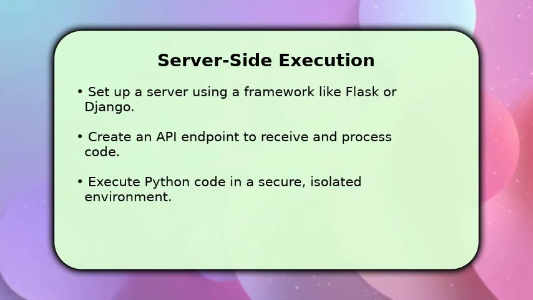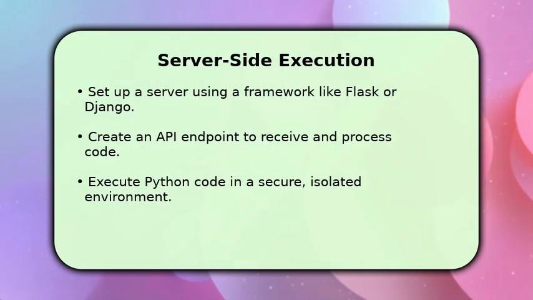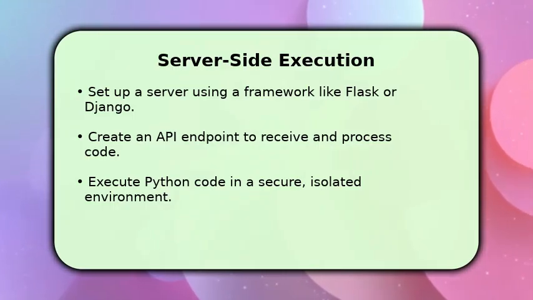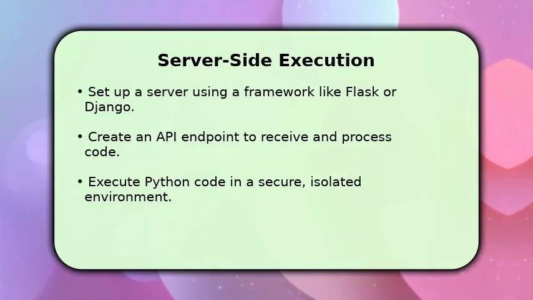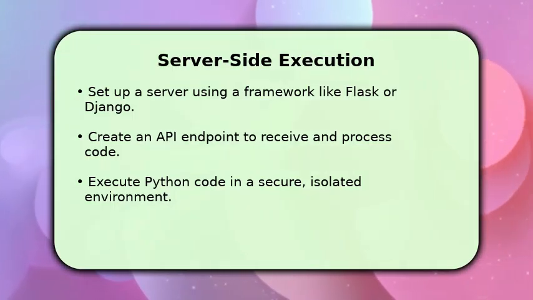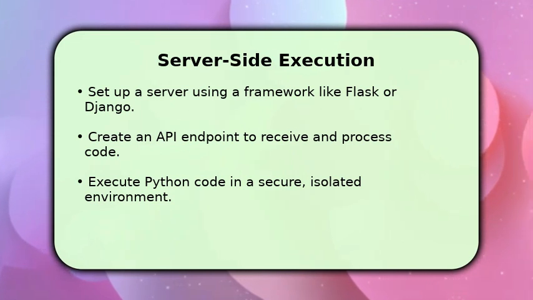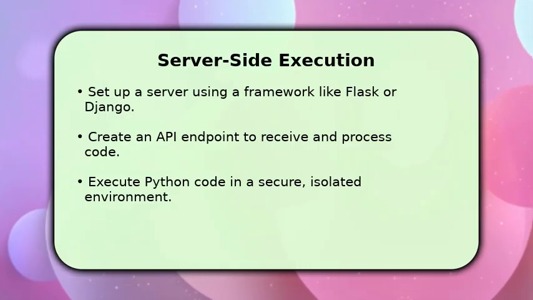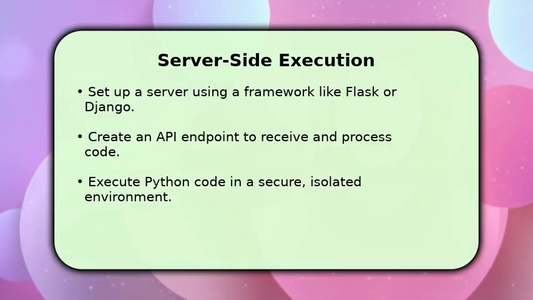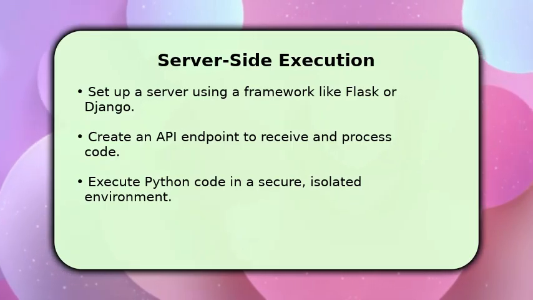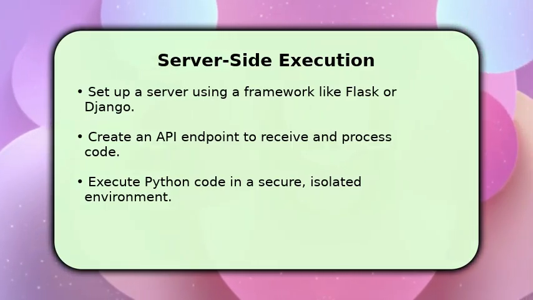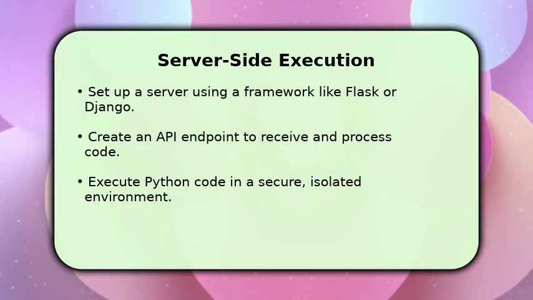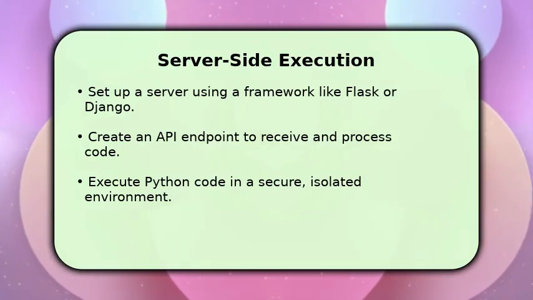On the server side, you will establish a robust backend using a framework like Flask or Django. This server will host an API endpoint to accept Python code submitted from the client. Crucially, the code must execute within a secure, isolated environment, often a sandbox, to prevent any malicious actions. The server then captures the program's output and any errors, sending them back to the user.